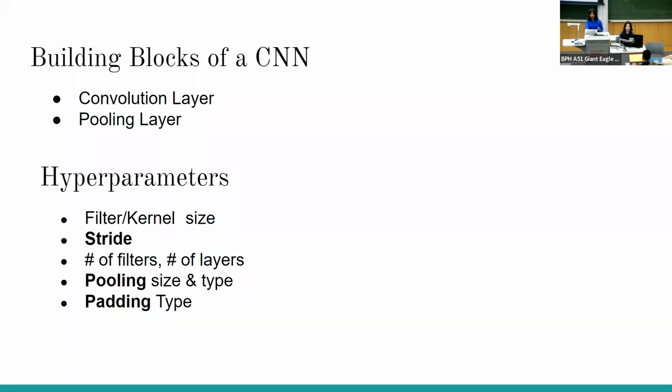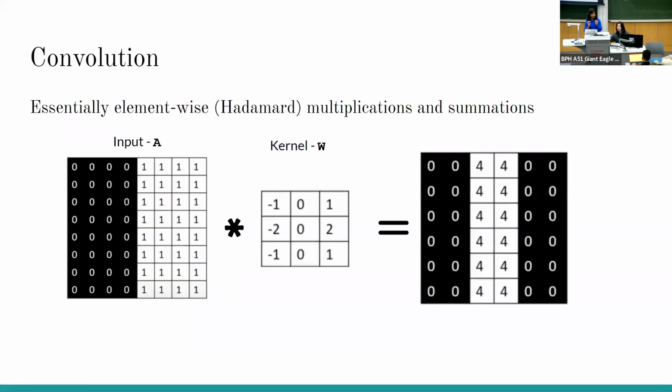What is convolution? Convolution is basically a mathematical operation: element-wise multiplication and summation. If you see this example, this is a kernel. We can call it a kernel, a filter, or a weight matrix; there are 3 names for it.